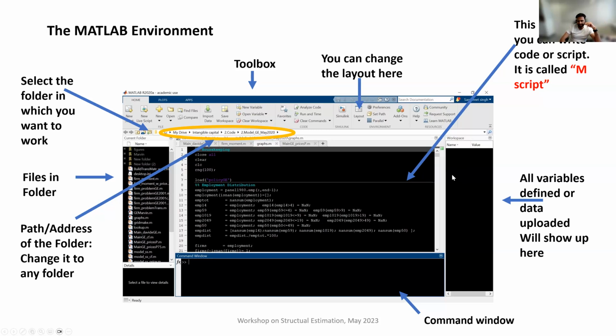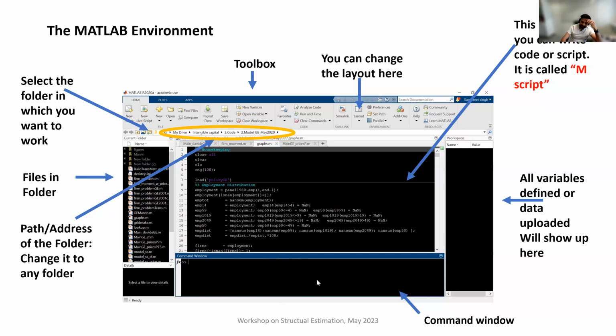Then all the data, all the variables that you will create in MATLAB will appear here. So this is the workspace. There will be the name and the values. This is the command window. It's kind of an output. Think about Stata. You have an output and the do file where you write down the script. So this is where you write down the script. This is the do file, the analog for MATLAB, and this is the output screen.